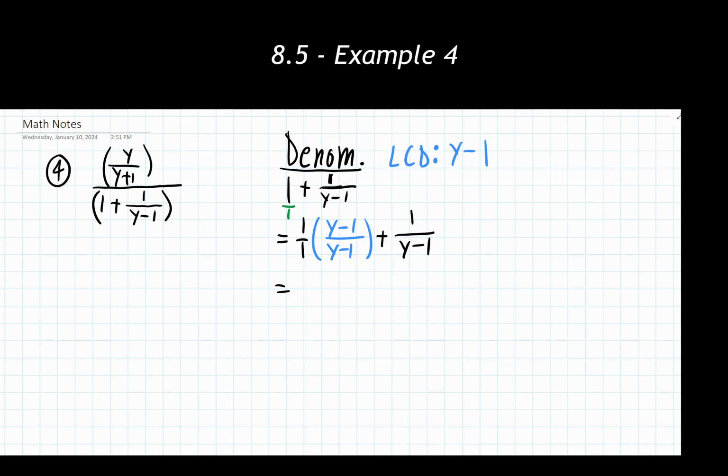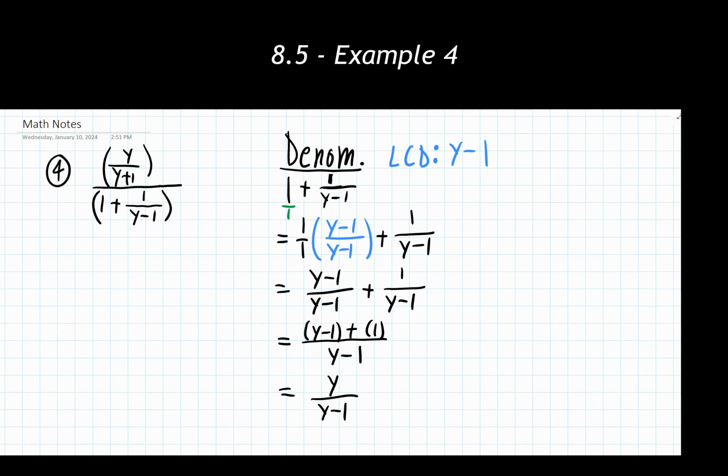So my new first rational expression is going to be y minus 1 over y minus 1, and then I'm adding that with 1 over y minus 1. Combining everything together into one single fraction, I get y minus 1 plus 1 all over y minus 1. Then I combine like terms in my numerator and I get y up top, with y minus 1 left over down below.